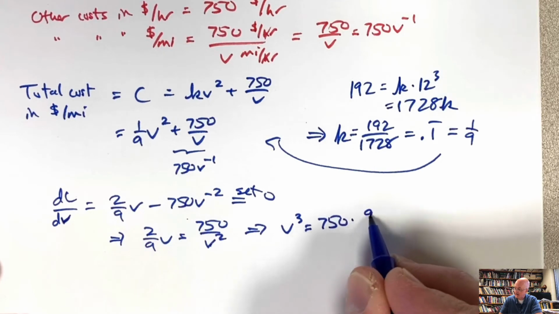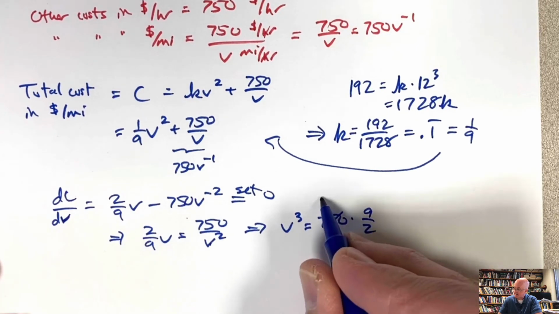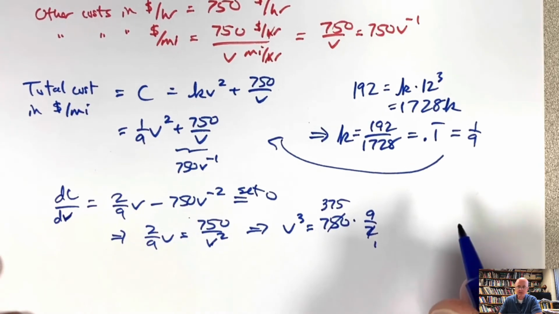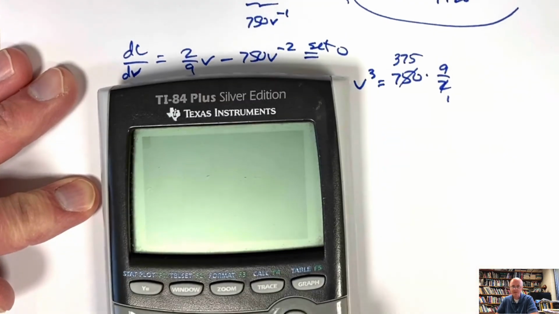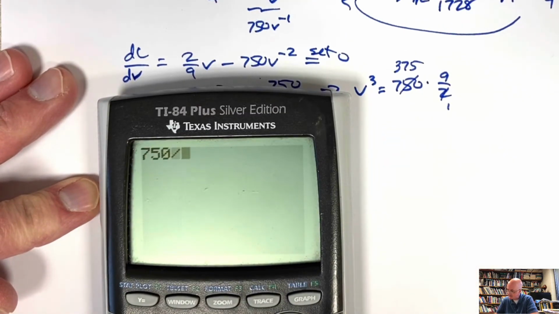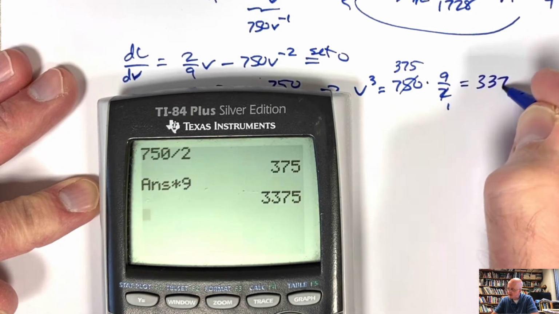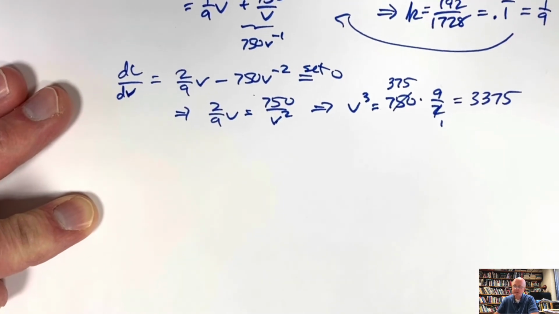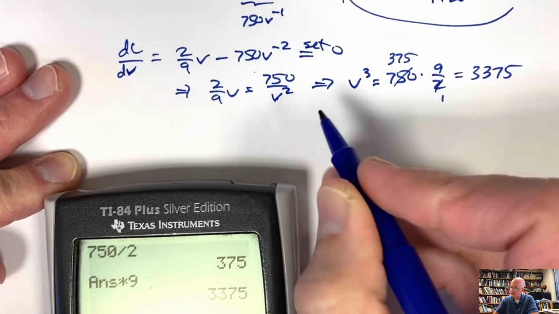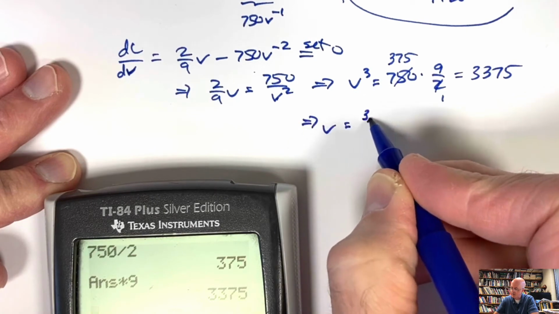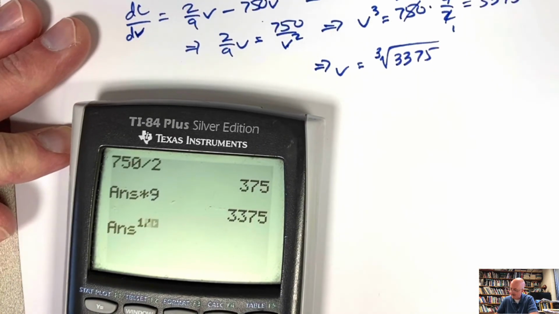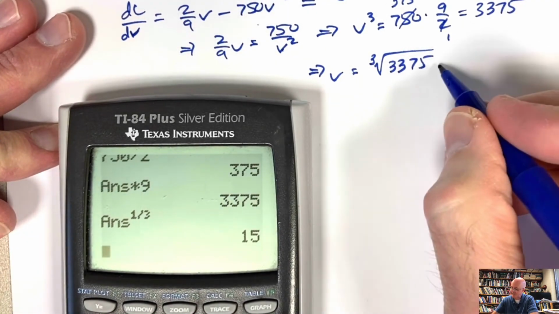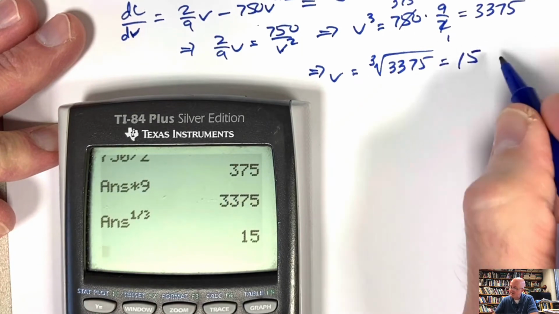750 times 9/2 is the same as 375 times 9. Double check my arithmetic here. 750 divided by 2, yep, that's 375, times 9 is 3,375. That's V cubed. So to find V now, take the cube root of 3,375. And I picked the numbers, so this works out nice. This is 15. That's the value of V.